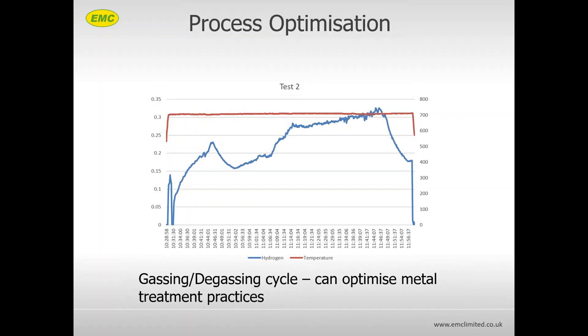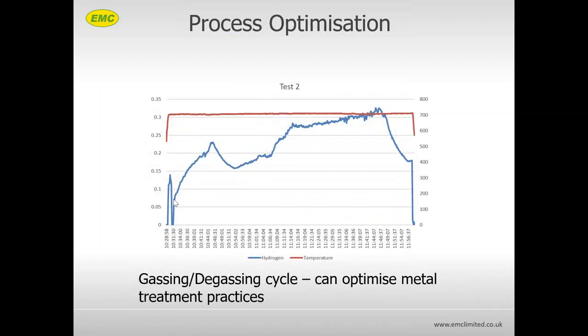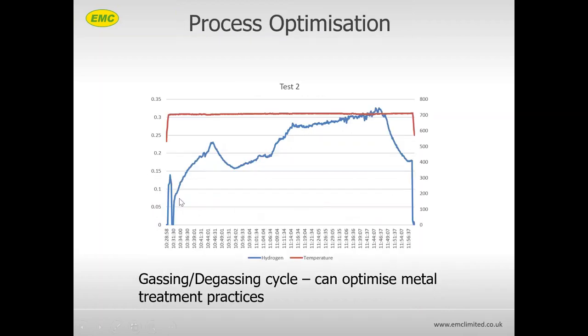Back to this chart, which I showed previously. Again, this is a gassing and degassing cycle, where a customer is wanting to optimize his degassing process. Here we see the initial purge. The initial measurement, where the level in the bath was about 0.23 millilitres per 100 grams.